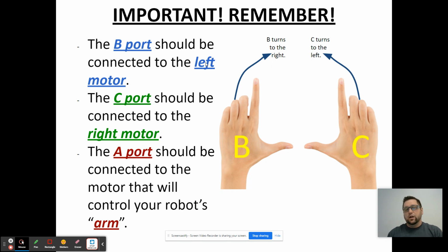Okay, so that helps you. B, C, just like you're reading a book on your hands, B, then C. Okay, so your left hand is B, right hand is C, and your A should always be your arm port.